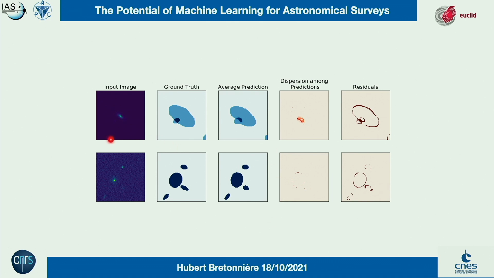And here is another example to see the interesting behavior of the dispersion: the dispersion is higher on the frontier borders of your galaxy where your flux is really low. And so, of course, it's hard to predict where the galaxy really ends, and our model is able to capture that.